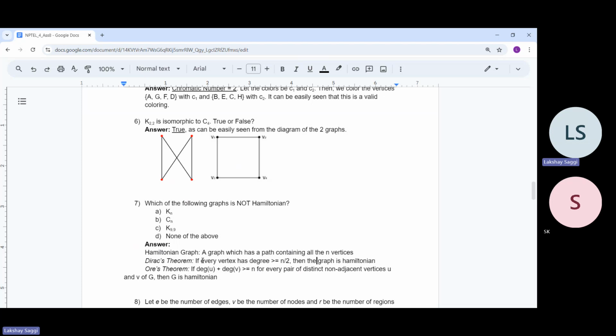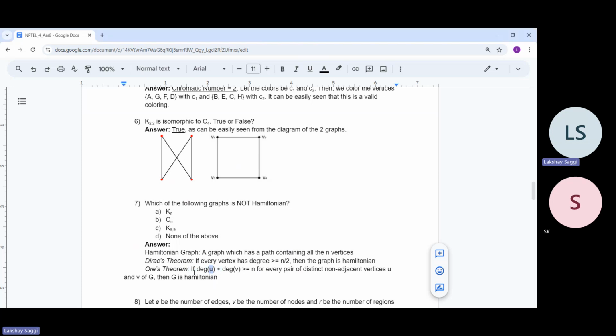Because suppose we have a graph where every vertex has degree greater than or equal to n by 2 under Dirac's theorem. But suppose there was a pair of vertices, one of which had degree 1 and another had degree n minus 1. Then according to Dirac's theorem, we can't say it is Hamiltonian, but according to Ore's, we will say it is Hamiltonian. So Ore's theorem covers a larger set of graphs than Dirac's theorem.